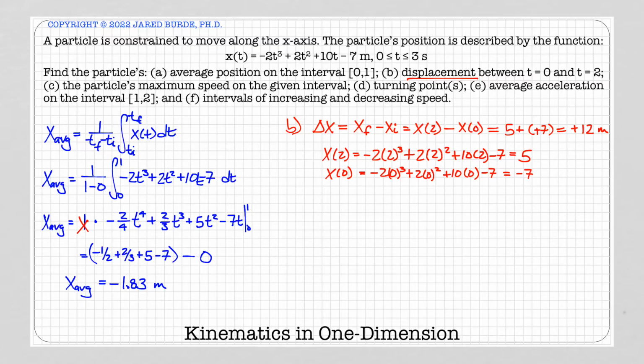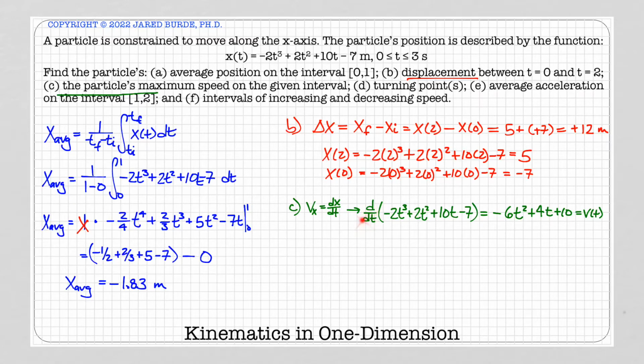The next thing we're asked to find is the particle's maximum speed on the interval. The maximum speed is where we maximize the velocity function. We find the maximum velocity. So the first thing that we need to do is to find the velocity function. We know that the velocity is the derivative of position. We have a position function here, and so we'll need to differentiate that position function.